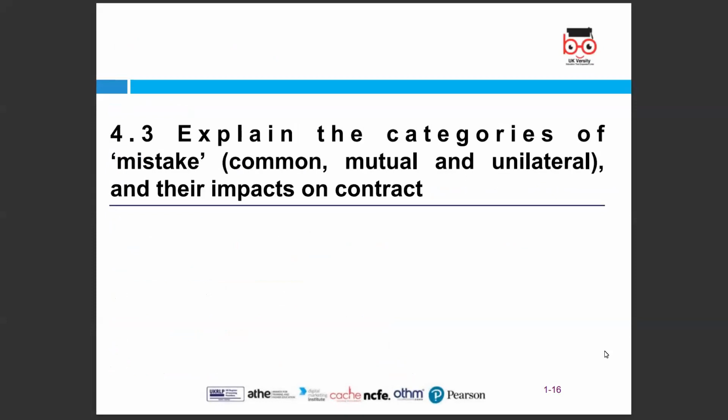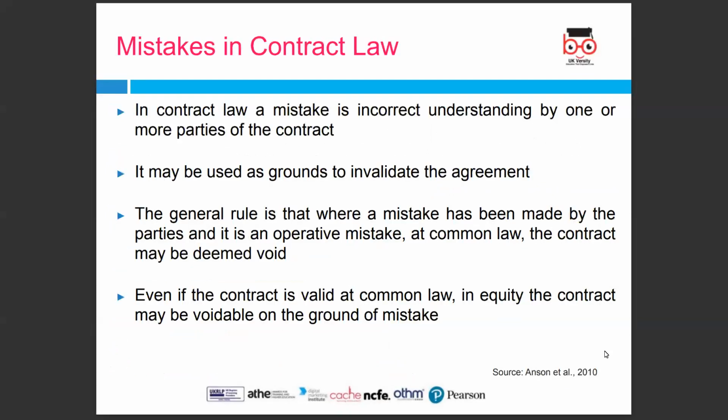4.3, now we're going to look at explaining the categories of mistakes. So there's common, mutual, unilateral, and their impacts on the contract. Firstly, to identify what mistake is in contract law. In contract law, mistake is an incorrect understanding by one or more parties of the contract. It may be used as grounds to invalidate the agreement. The general rule is that where a mistake has been made by the parties and it is an operative mistake at common law, the contract may be deemed void. Even if the contract is valid at common law, in equity, the contract may be voidable on the ground of mistake.